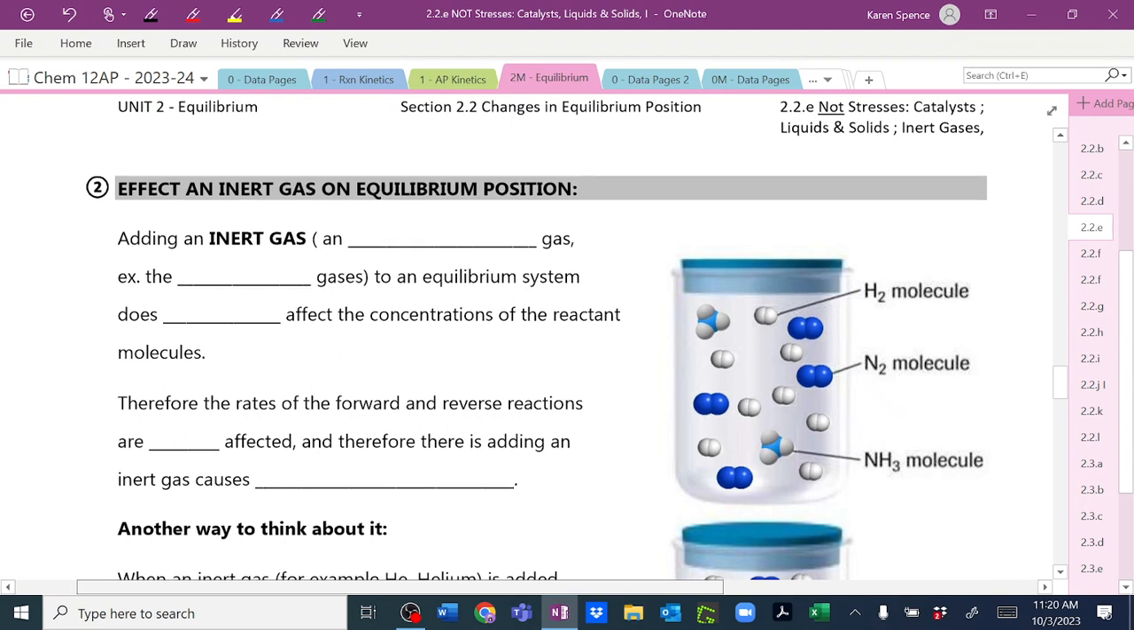Effect of an inert gas on the position of an equilibrium. Adding an inert gas, what does inert mean? Unreactive. For example, the noble gases, added to an equilibrium, does not affect the concentrations of the reactant molecules.